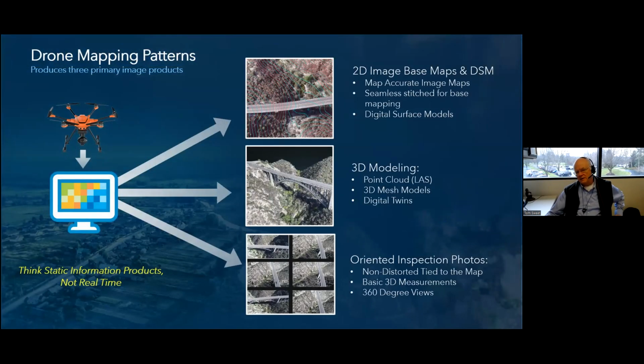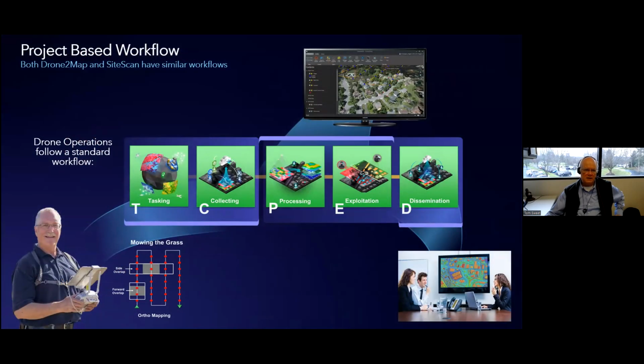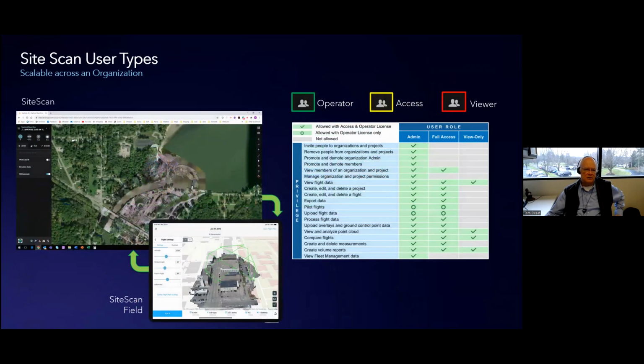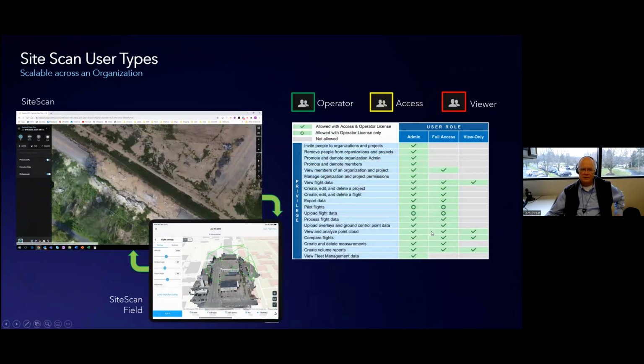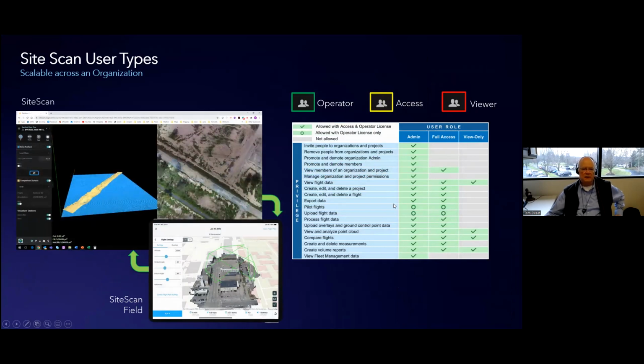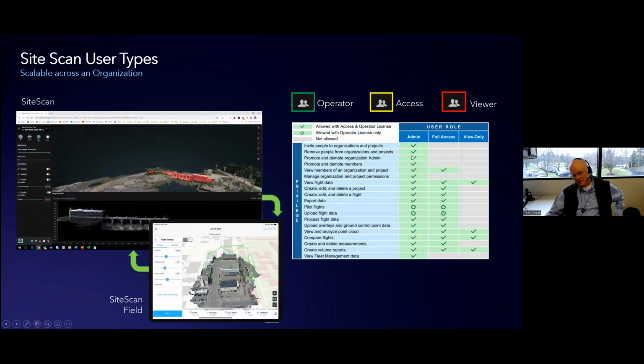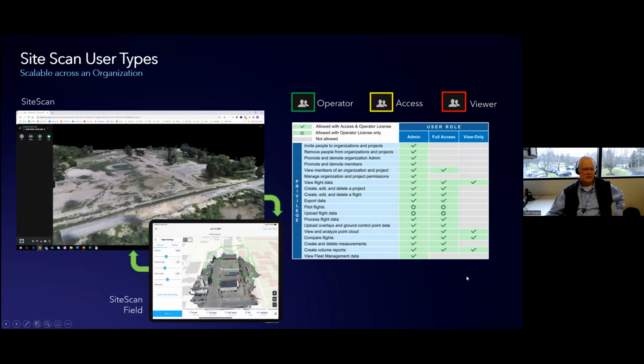The thing with drones is you've got the capability of doing 2D, 3D modeling and oriented inspection, right? So we'll get into that a little bit later. The key, to me, is to understand that the process is broken down into 5 pieces, right? Task it, collect it, process it, exploit it, and disseminate it. And there are varieties of ways to do that. With our particular product, you can see there are multiple roles, operators, access viewers, and you're going to get a copy of this so you can see what the individual role differences are.